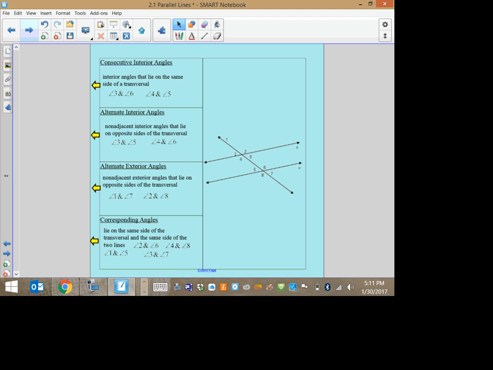Corresponding angles are angles that lie on the same side of the transversal and the same side of the two lines. So we have our transversal, and we have our two lines. That would be angles 1 and 5, because if you think about the x's, it's in the same place. So again, that would be angle 1 and angle 5, angle 2 and angle 6, angle 3 and angle 7, or angle 4 and angle 8. Think about the same spot, corresponding.